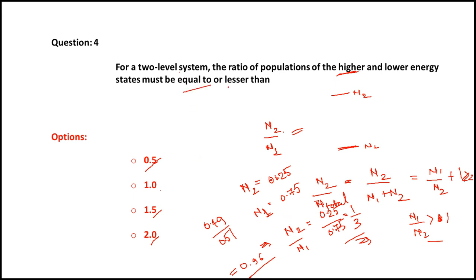Here they have asked equal to or lesser than. So it is lesser than 1. But it will never be equal to 1. It will always be lesser than 1. So among the options 1.5 and 2.0, they are never possible for a two system case if you consider the real system.